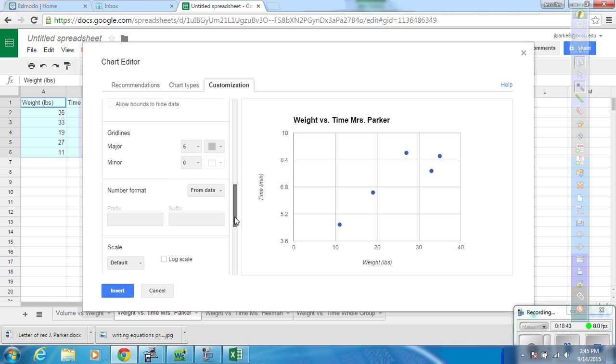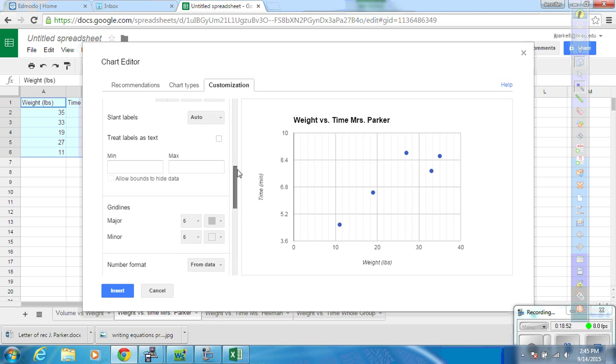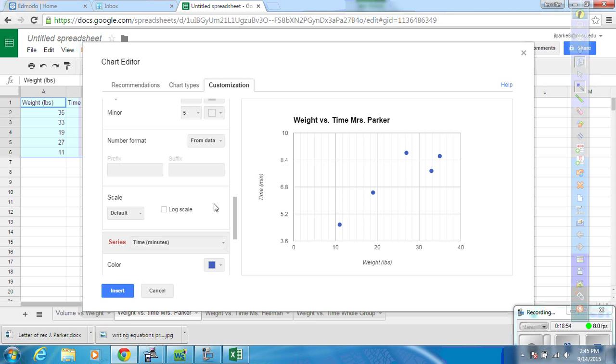And then when you come down here, you can choose how many grid lines you want to show. Like I like to show minor grid lines, so it looks a little more like graph paper. You can customize that to show whatever you want.